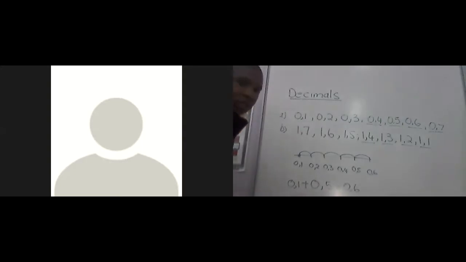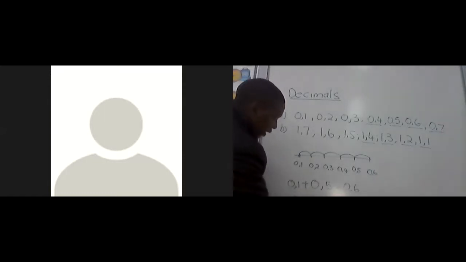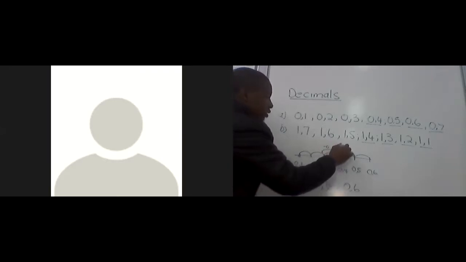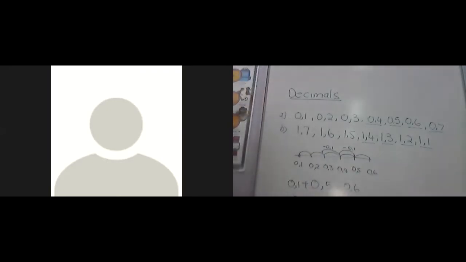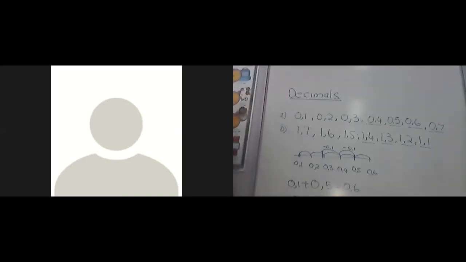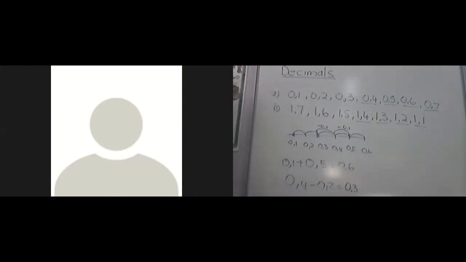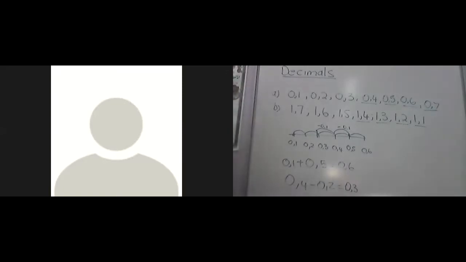Now if you were to subtract, you will be moving to your left. So if we have 0.5 minus 0.2, you can say, okay, there's 0.5, I'm going backwards twice, 0.4, 0.3, so that's minus 0.1, minus 0.1. So your answer will be 0.3. Sorry about that. So 0.5 minus 0.2 will give us 0.3.